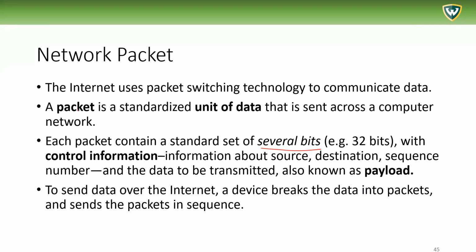The data packet, which is this standardized set of bits, has a lot of information. It can have a sequence of numbers, and it has control information, that is, information about the source, the destination, and the sequence of where the packet is going. And the data itself, or actually part of the data itself, also known as the payload. To send data over the internet, a device breaks the data into packets and sends the packets in sequence. Not just a device, but the entire program, all those layers of the protocols, the software programs, and the hardware itself.